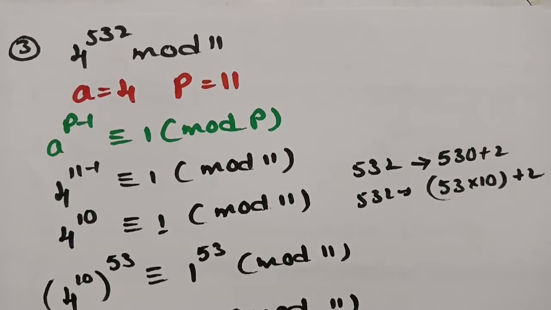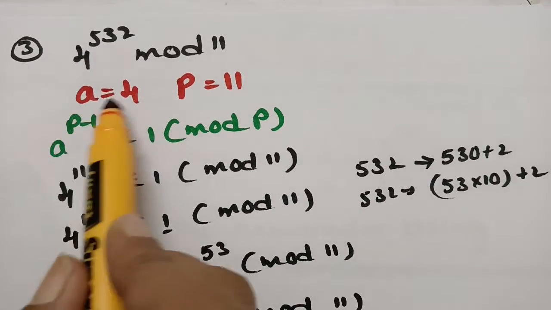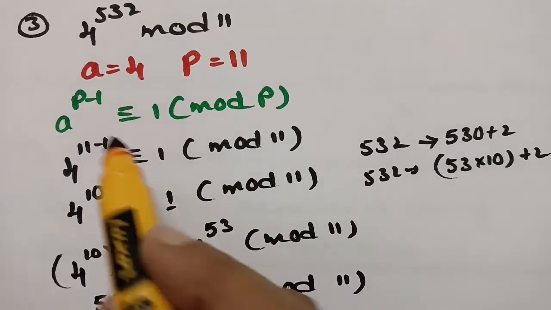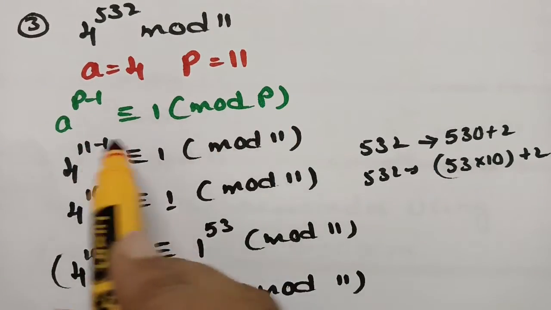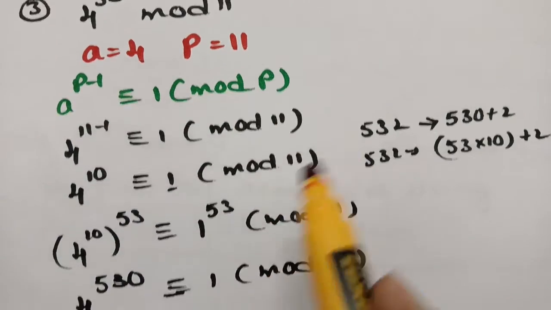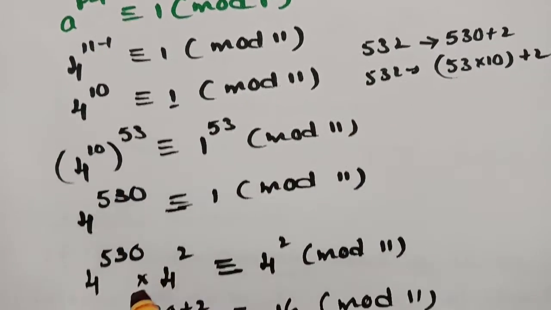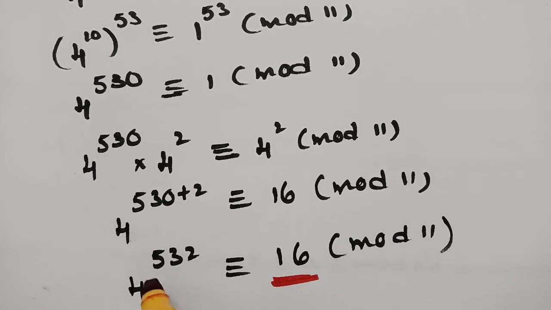According to Fermat's theorem, this is so simple if you understand. First of all, we take a equal to 4 and the prime value as 11. In Fermat's little theorem, if you substitute a as 4 and p as 11, after raising the power and balancing in order to get 532, we got the remainder as 16.